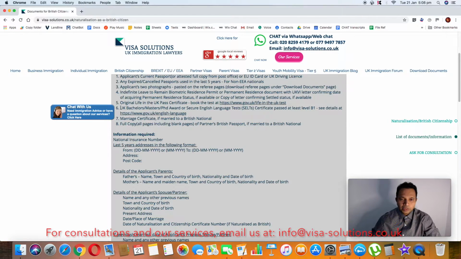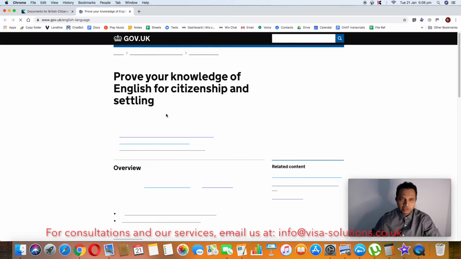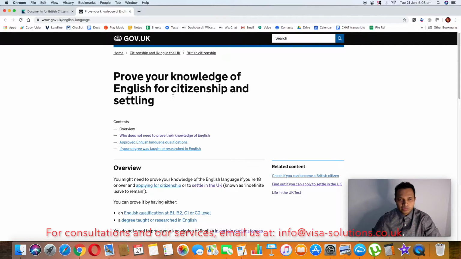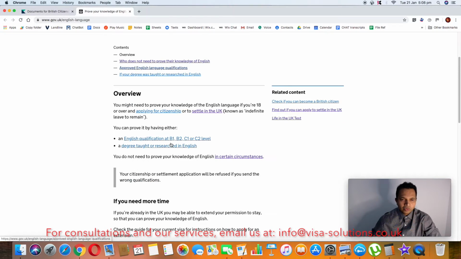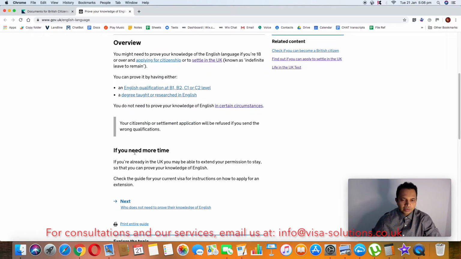Also, you need to meet the English language requirement. You can find the English language requirement by clicking on this link: Prove your knowledge of English for citizenship or settling. Overview. So this gives you details.